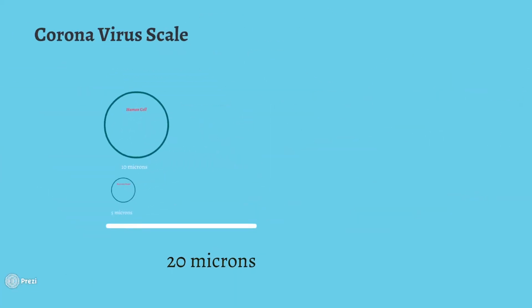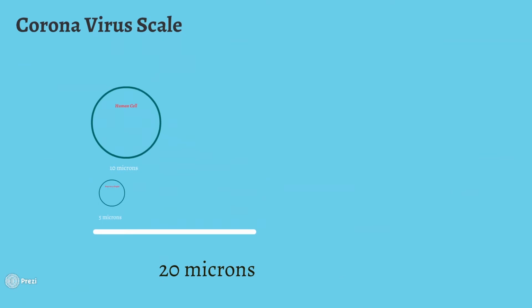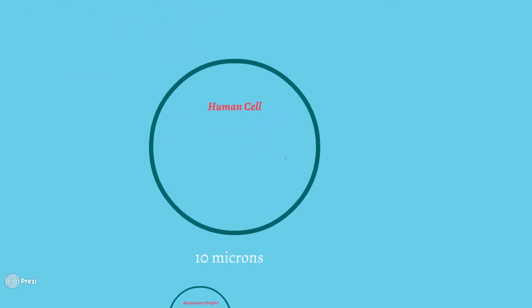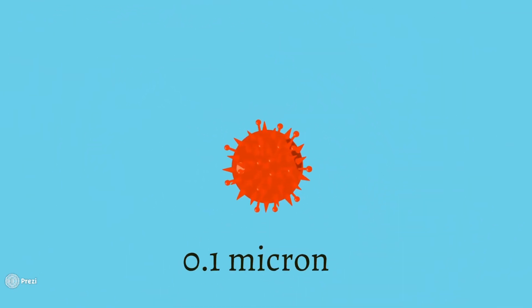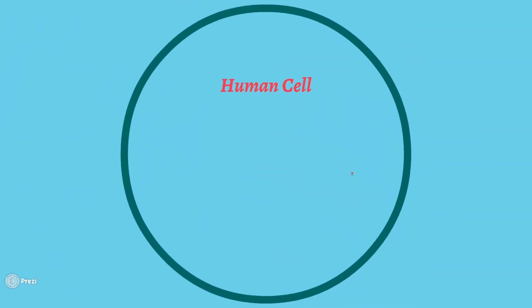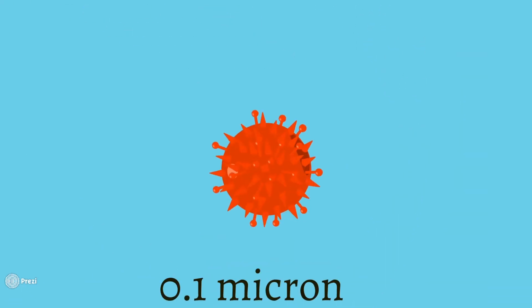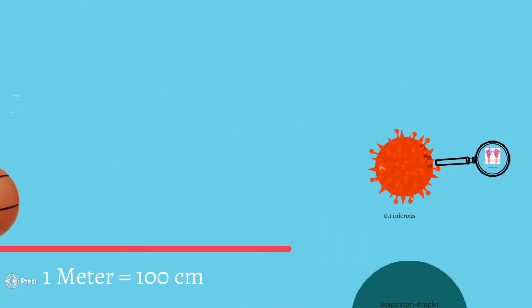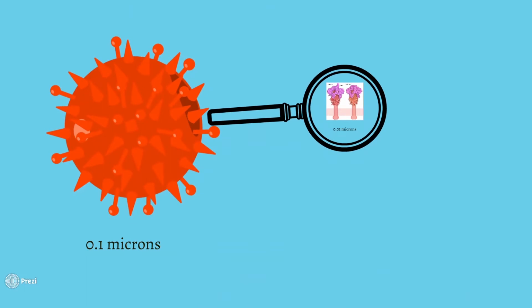Focusing on the human cell, we can see the same virus size at 0.1 microns, but it's twice as small in comparison to the human cell than the respiratory droplet. With the virus size at 0.1 microns, the spike protein that interacts with the human cell measures only at 0.01 microns, 1/10 the length of the virus diameter.